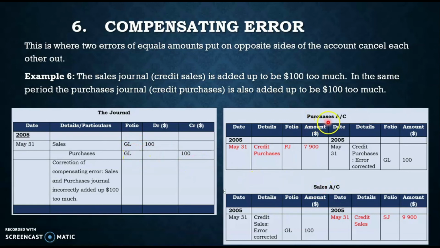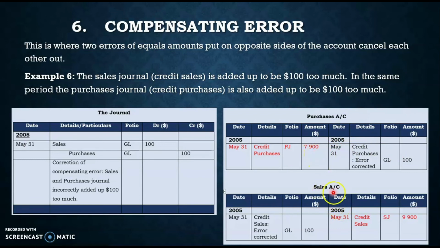So in the purchases, you'll recognize that the credit purchases was 7,900, right? It was over by 100, so that is why we credited to remove the $100, so that when we close off the account to the trading account, it is 7,800 and not 7,900.